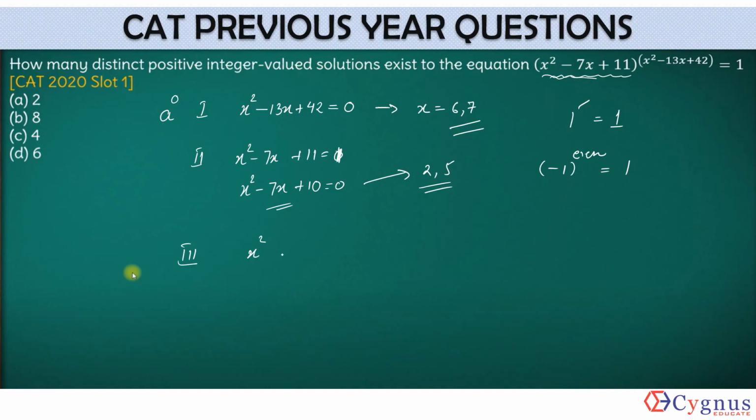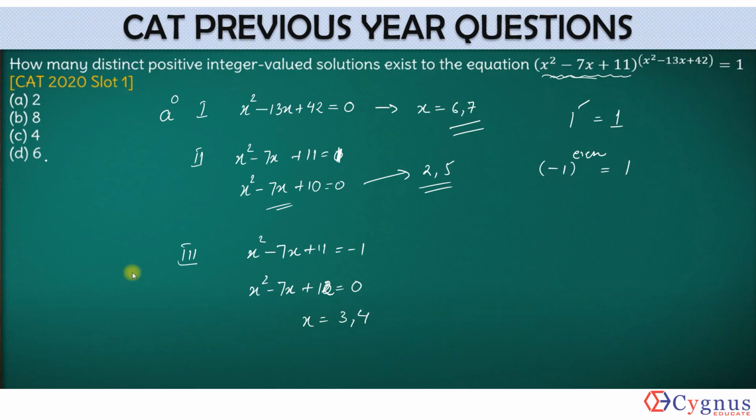So let's assume that my base, which is x squared minus 7x plus 11, is equal to minus 1. Yes or no? So what do we get here? When you put minus 1, you get x squared minus 7x plus 12 is equal to 0. Now when you solve this equation, you get two roots here, 3 and 4. So you get 2 another. So effectively 2 plus 2 plus 2, your answer becomes 6.